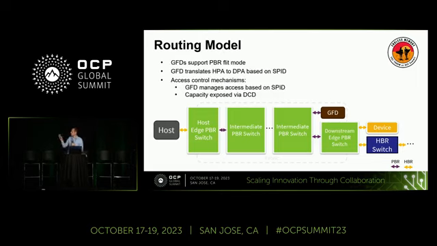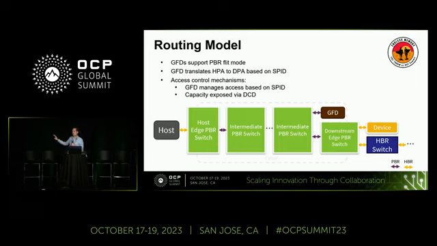The GFDs, however, sit within the PBR domain. They support the PBR FLIT mode. So the traffic's going to be routed directly to the GFD or the GFAM device in PBR mode. It's the GFD's responsibility to translate from that particular host's HPA into the DPA, or the media address, internally, based on the SPID. So the access control mechanism in place here is that the GFD needs to be configured to allow traffic from that SPID.